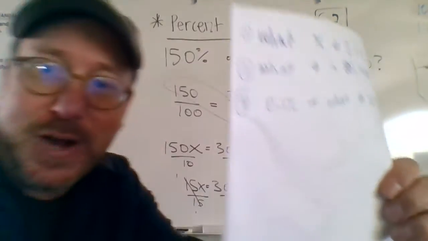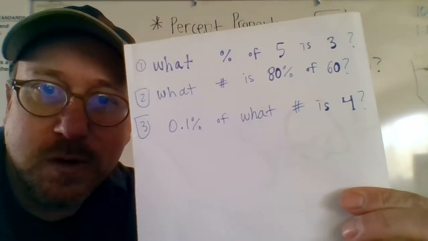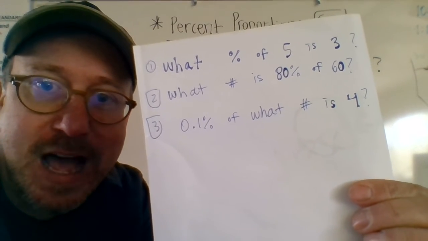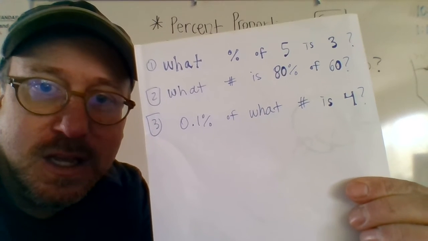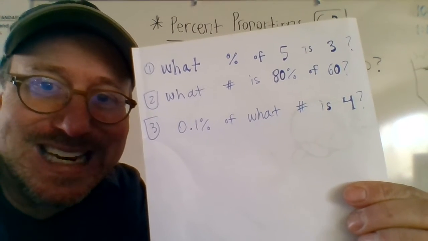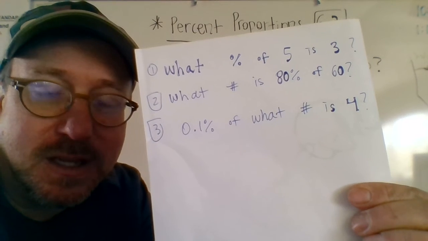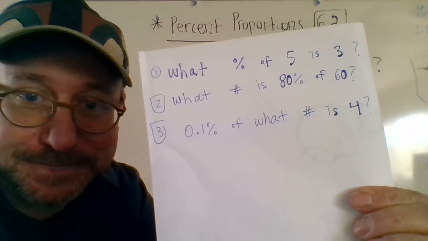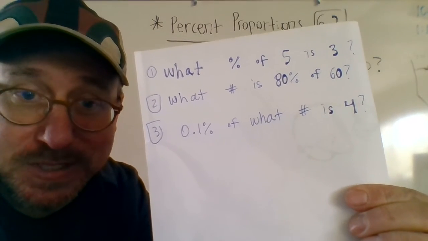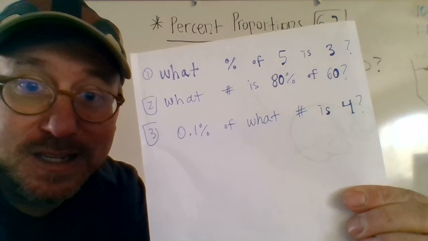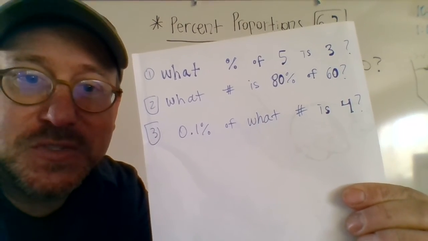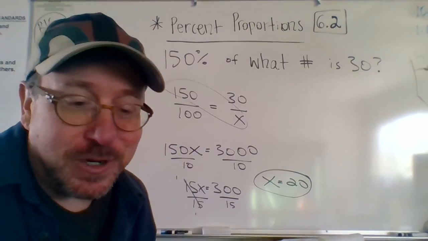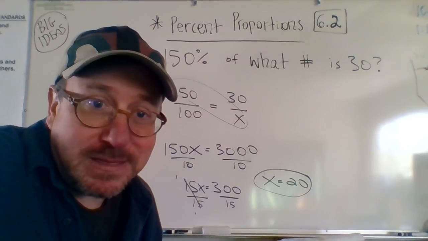I've got some practice problems here that I wrote down. So the first one is, what percent of 5 is 3? And then what number is 80% of 60? And 0.1%, so less than 1%, 1/10 of a percent of what number is 4? Okay, so mess around with that and we'll come back to it and work on those together later in the week.